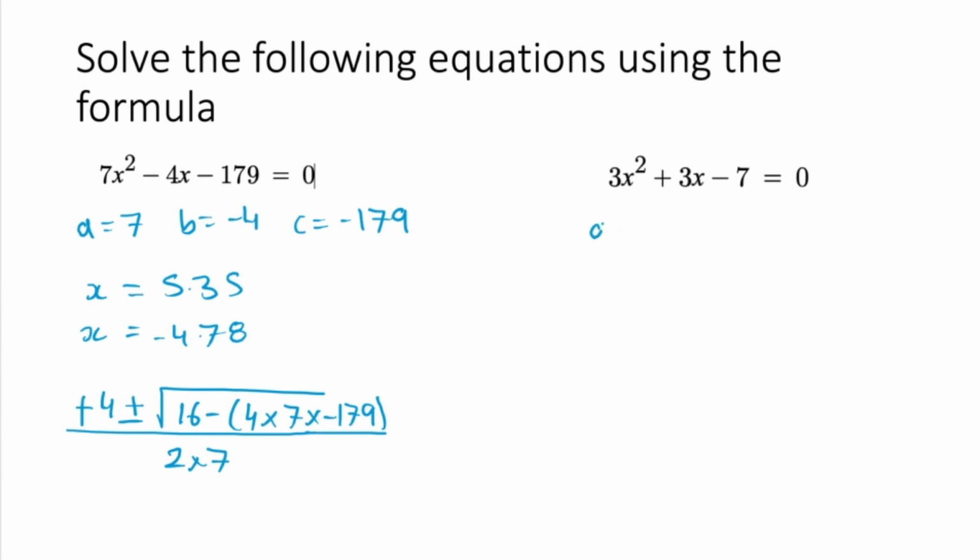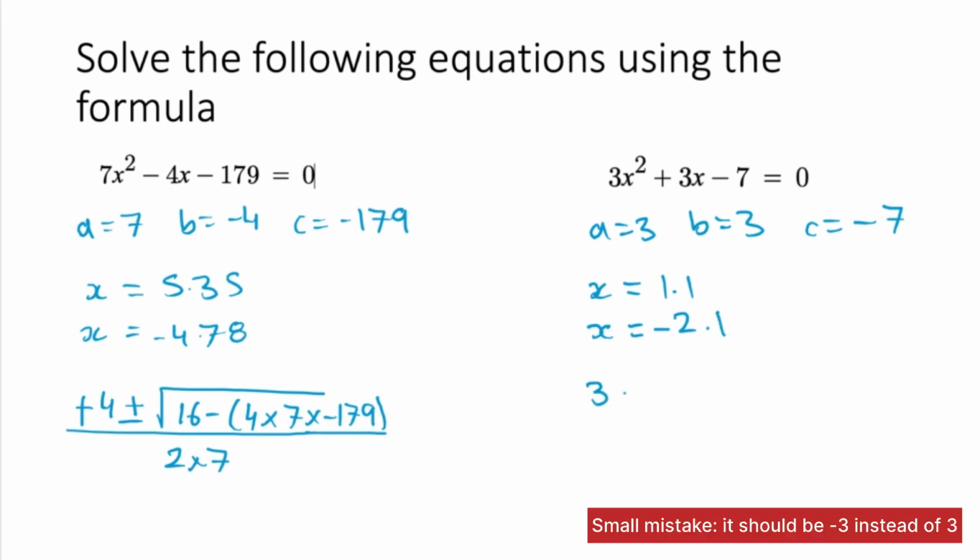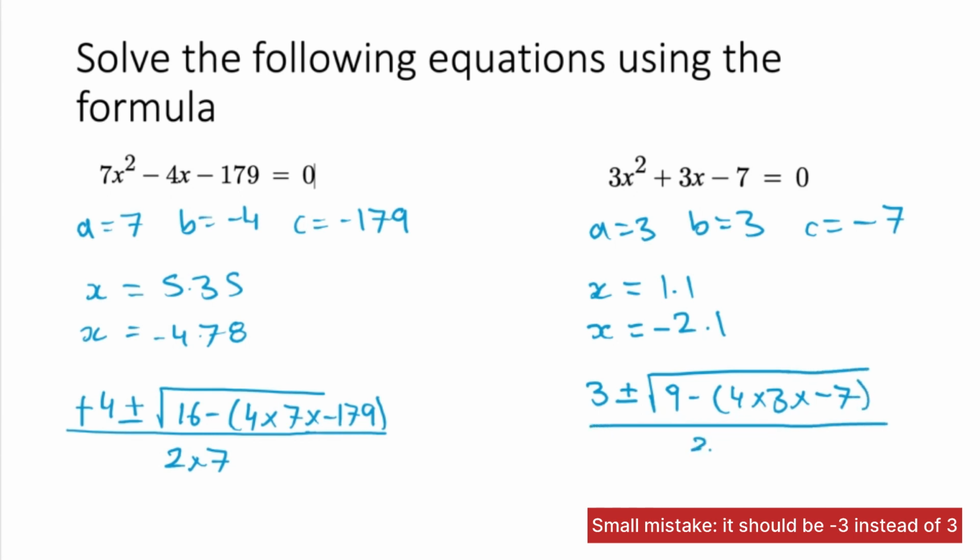Now for this one, a is 3, b is 3, and c is minus 7. The answers are x equals 1.1 and x equals minus 2.1. Your formula should look like this. So negative 3 plus or minus the square root of b squared, which is 9, minus 4 times 3 times negative 7, over 2 times 3. Okay, this is what it should look like on your calculator.